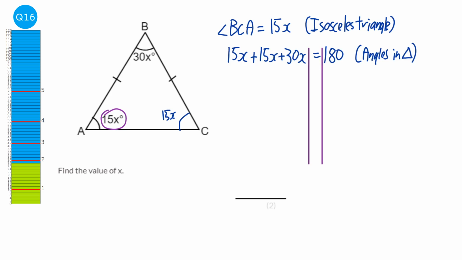15x plus 15x plus 30x, well 15 plus 15 is 30, 30 plus 30 is 60, so it's going to be 60x equals 180. Then we're going to divide both sides by 60, and we have x equals 3. So the answer will be 3.